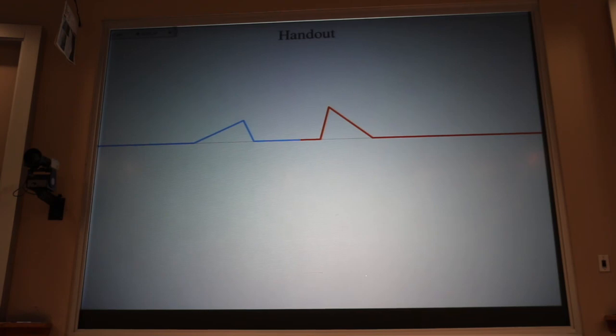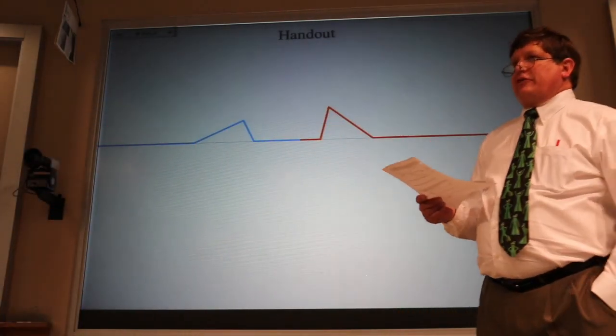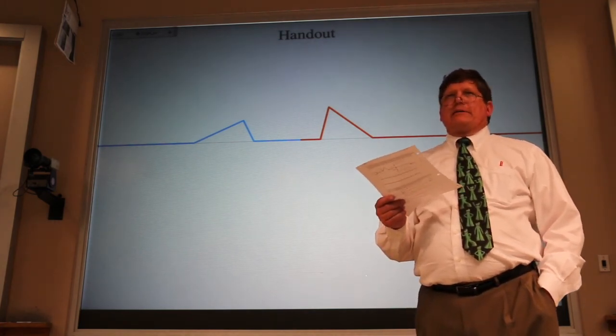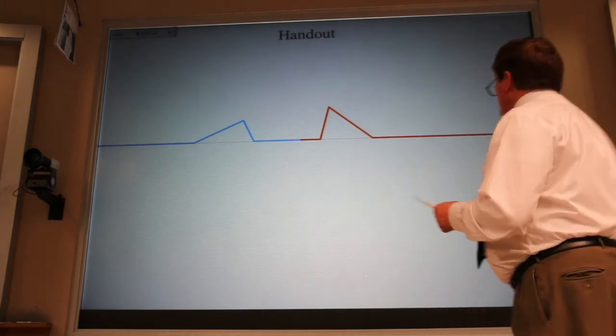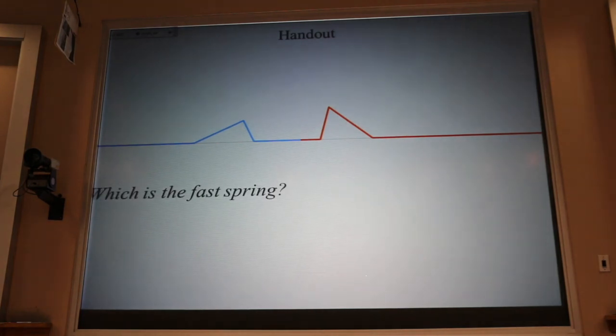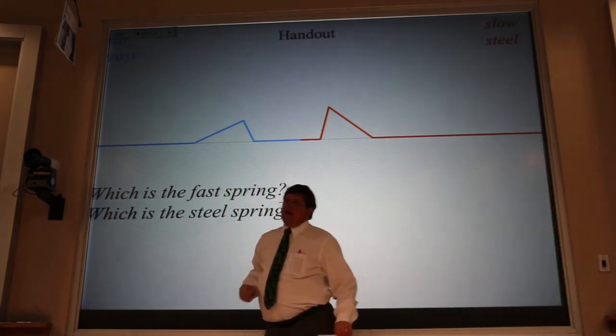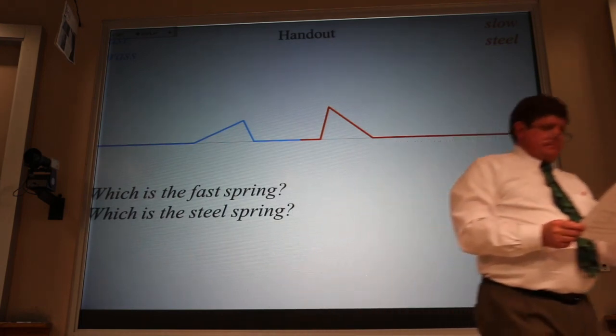Now, we're told that one of the springs is steel and one is brass. And we're told that steel has a greater mass density. It's the fatty, heavy spring. So in this case, which of these springs is steel? Right? Yeah. So the fast one's on the left, and that means that the steel one's on the right. Okay? And that's because the pulse on the left has gotten further away from the boundary.